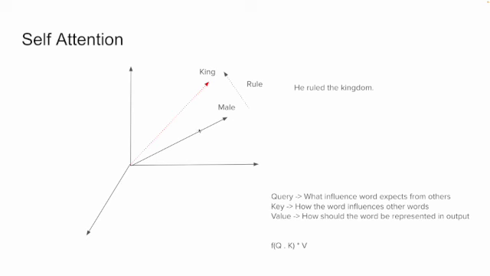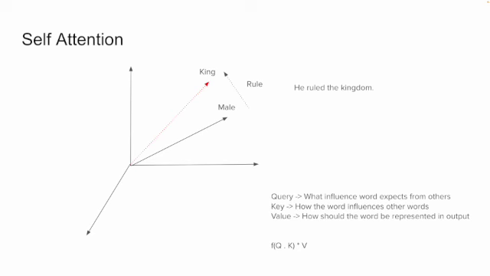So in simple words, you take the vector represented by he, add the vector represented by rule, and these two vector additions result in a target vector, and that is the king. This is what self attention wants to do. To do this, it uses three things. Number one, it wants to find out what influence the word expects from others, and that's called the query.